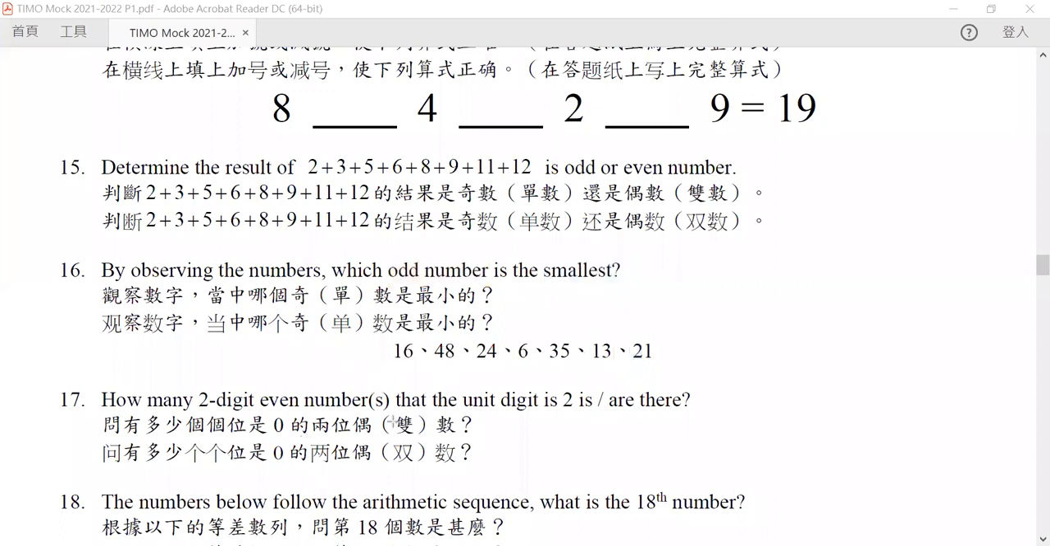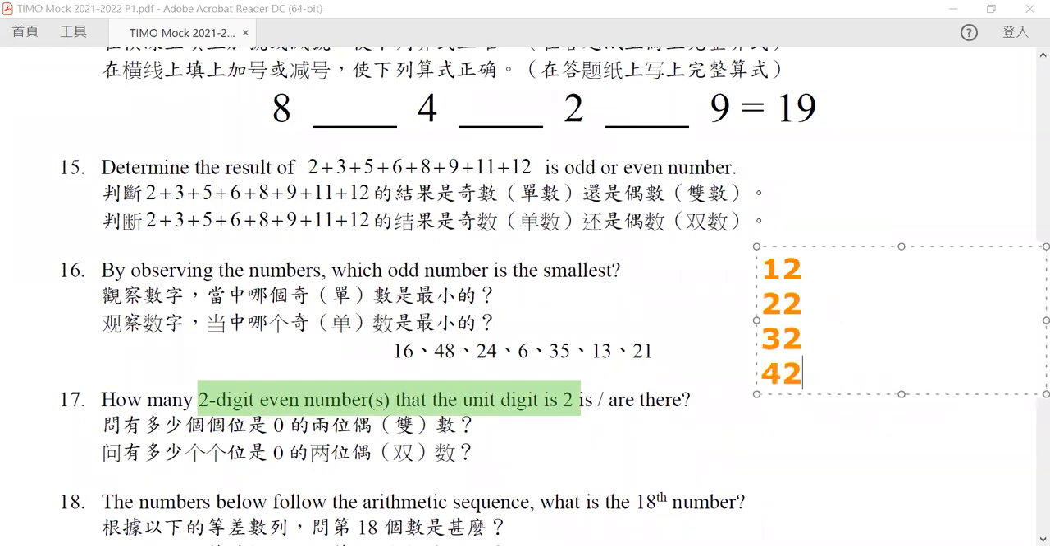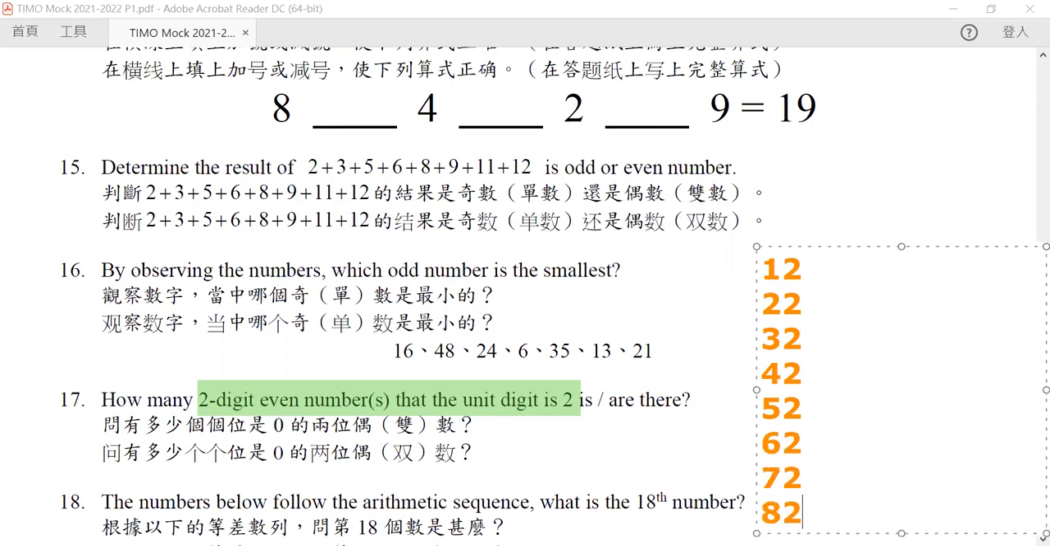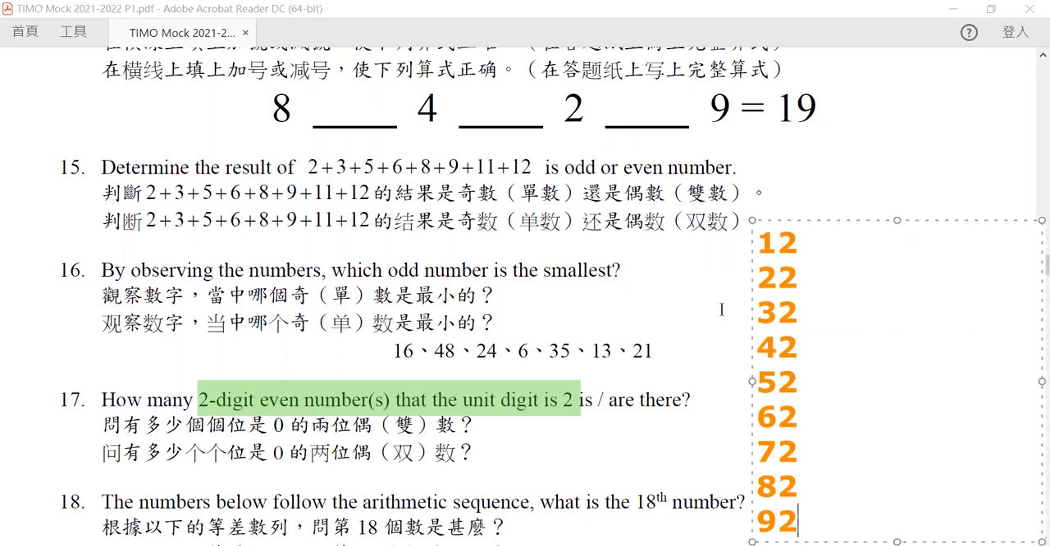Every time we see this kind of question, because there are not many even numbers in which the unit digit is 2, we can count this by hand, right? We have 12, 22, 32, 42, 52, 62, 72, 82, and finally 92. These are all of them. So how many numbers are there in here? There are 9 numbers, right?